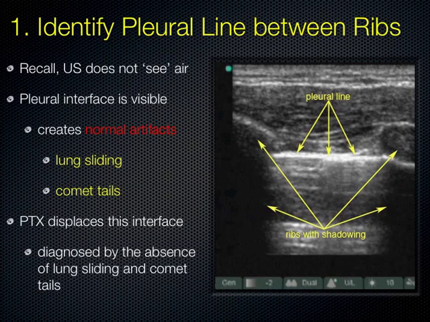The rib on either side and the pleural line in the middle. You may see A lines. If you do, does that mean you don't have a pneumothorax? No, because A means air. It doesn't necessarily mean the air is inside the lung, it could be outside.